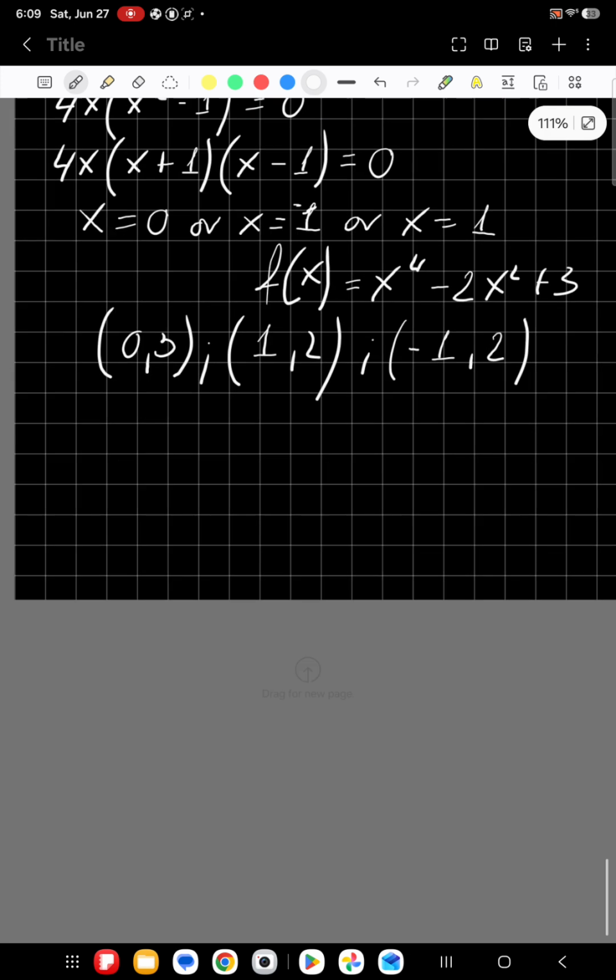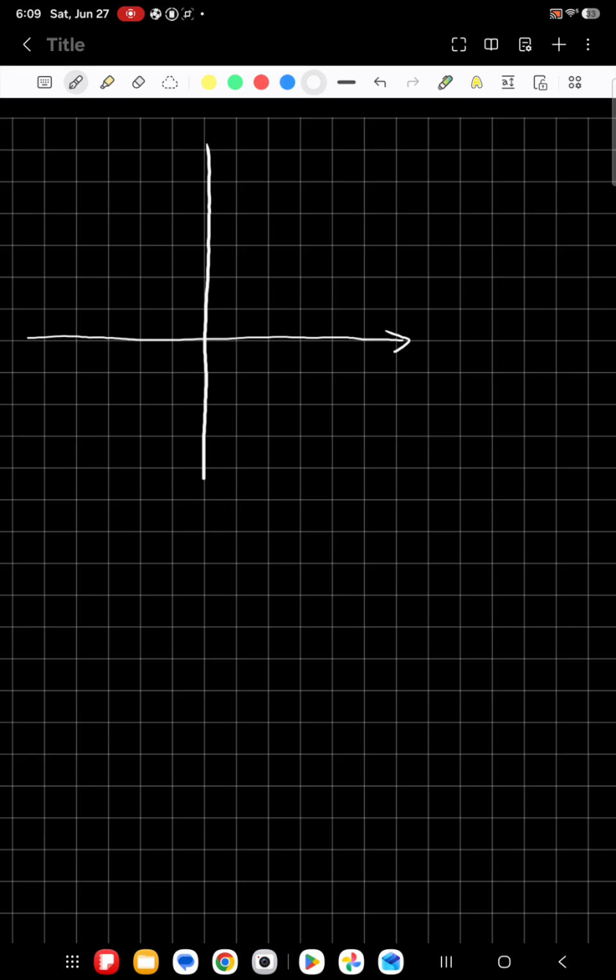And now let's make a proper graph. Okay, so I hope you guys still have those points. The first one was (0, 3), so that's this one. Then we had (negative 1, 2), so this one. And then the last one, let's make it a different color, blue. The last point was (1, 2). Okay, so something like this.